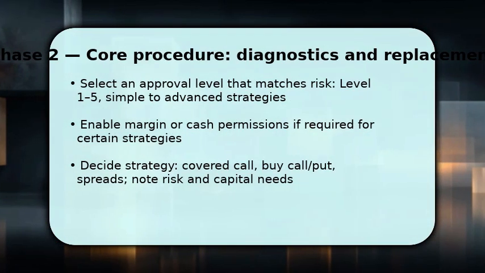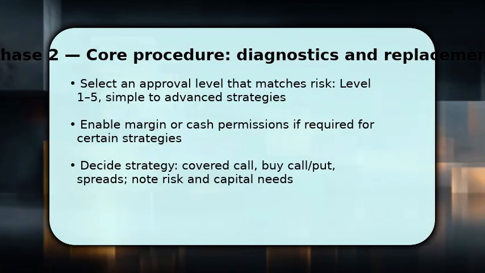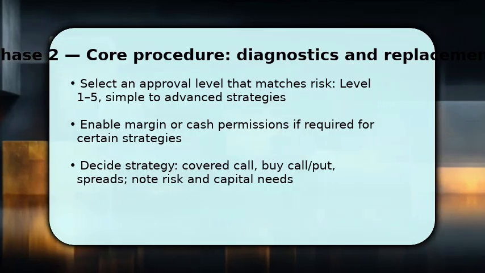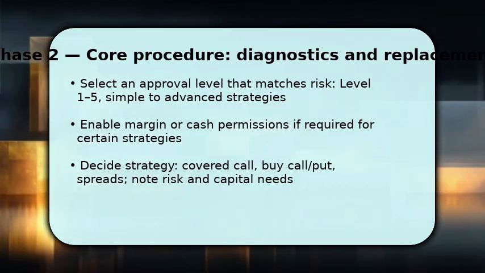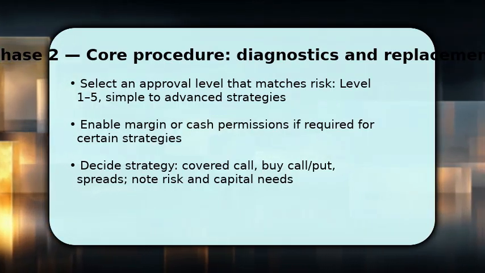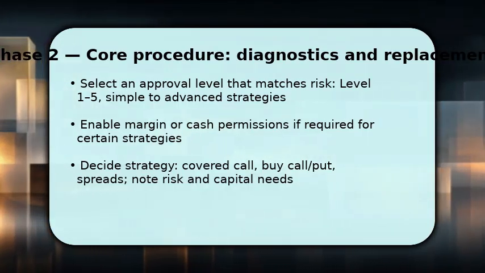Next, you select the appropriate approval level and permissions because Robinhood limits strategies by level. In the Options section, choose the level that matches your planned trades. Covered calls require less approval than spreads. Enable margin only if you understand margin costs and requirements.